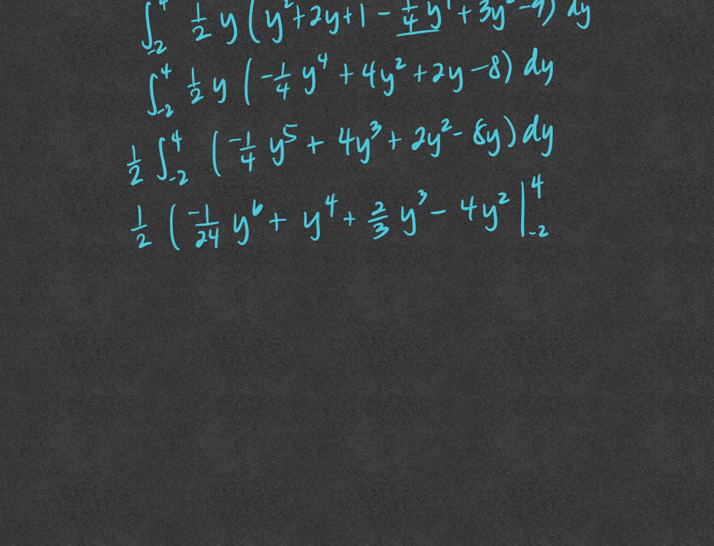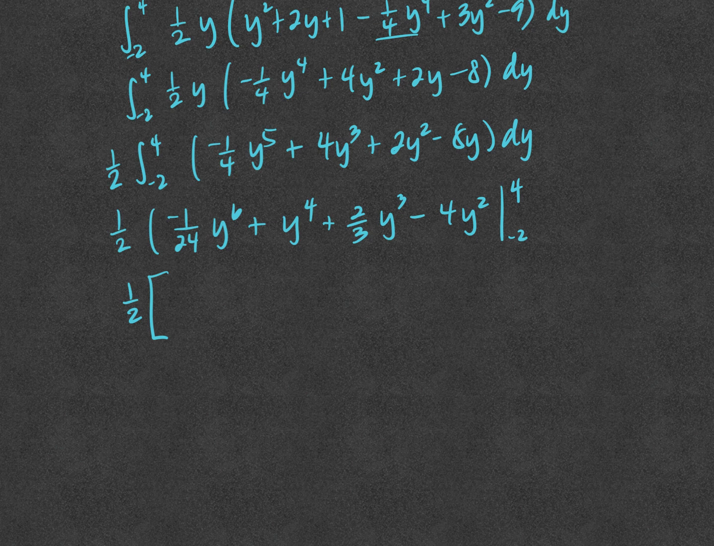So now we need to evaluate. I'm going to keep my 1/2 out front, and I'm going to say 4 to the 6th over 24. That becomes -512 over 3. 4 to the 6th is 4096 divided by 24. Both are divisible by 4. Both are actually divisible by 8. So that's what's going on there. And then we have 4 to the 4th, which is 256. And then we have 4 to the 3rd is 64 times 2 is 128 over 3. Minus 4y squared, 16 times 4 is 64.